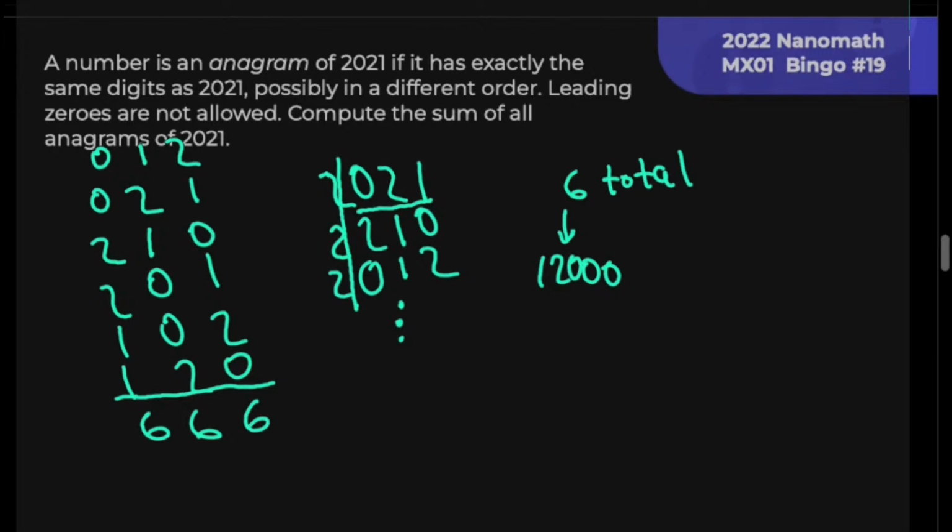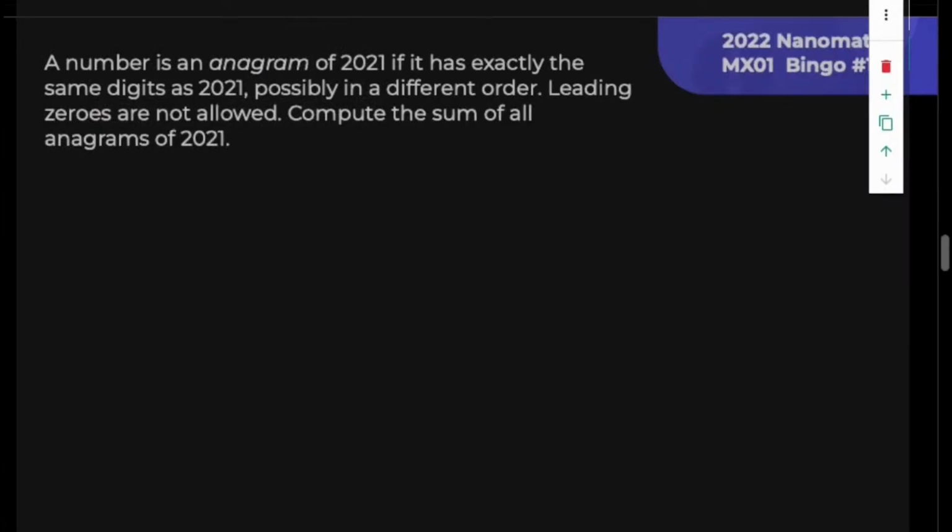So that means we add 666 to our 12,000, right? Yep, 666. So this is 12,666, that's our number. Then we have the case whenever it starts with 1. So here is a new page, and let's see what happens.